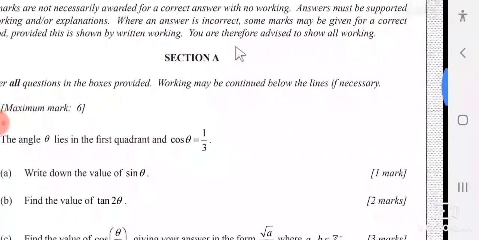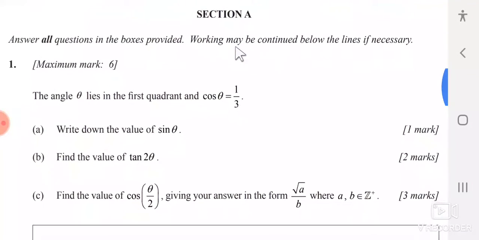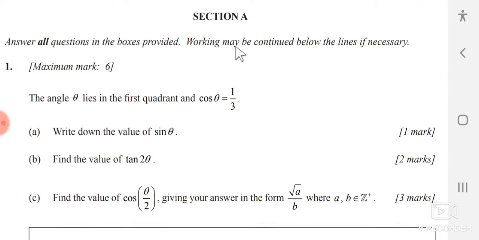Let's begin. Here, this is section A, and this section A is saying the angle theta lies in the first quadrant and cos theta is 1 over 3. Write down the value of sine theta. As I told you, there is no light, so apologize if you can't understand properly, as I'm feeling difficulty to watch. Okay, but I try. Now he told you cos theta is equal to 1 over 3.